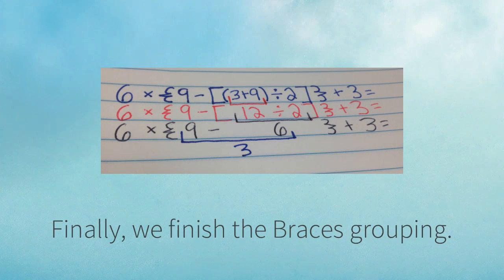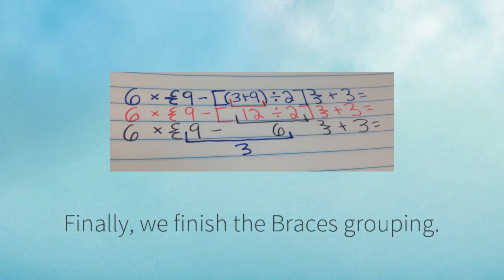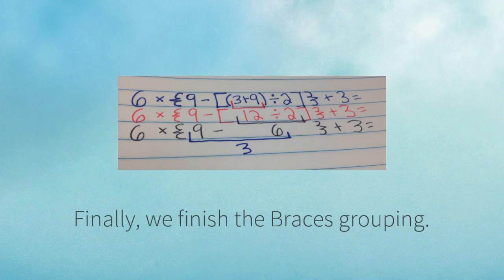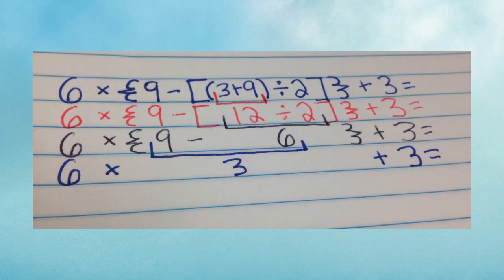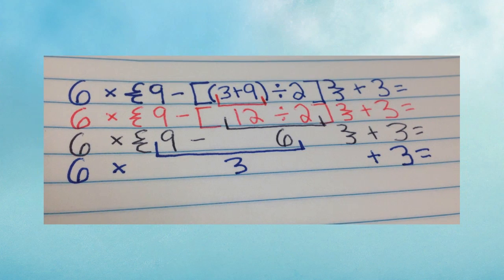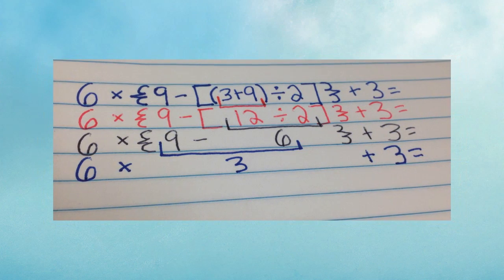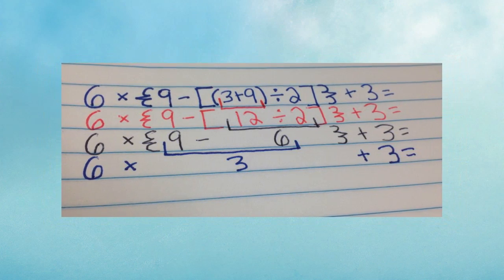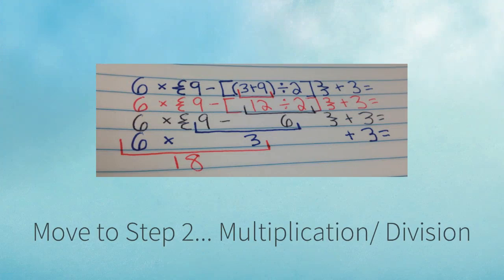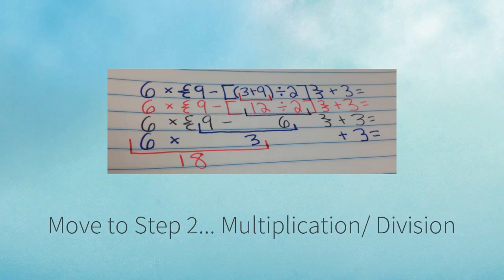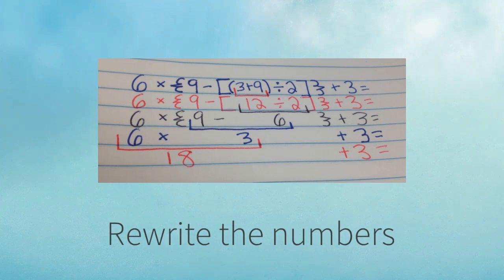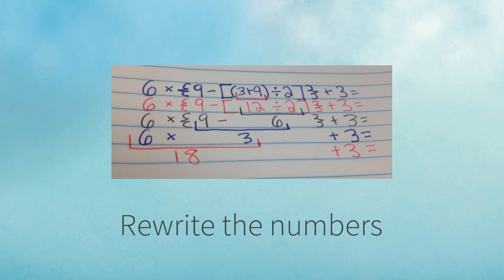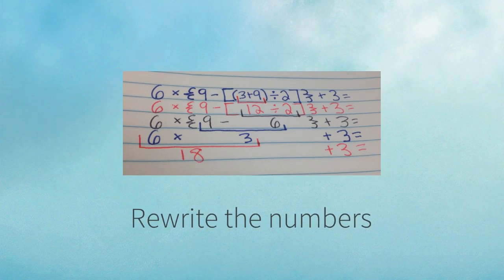After we finish our brackets, we'll move on to our braces. So 9 minus 6 equals 3. Again, we rewrite all of our remaining numbers and move on to step 2, multiplying and dividing in order from left to right. So 6 times 3 equals 18. And we bring down all of our remaining numbers.